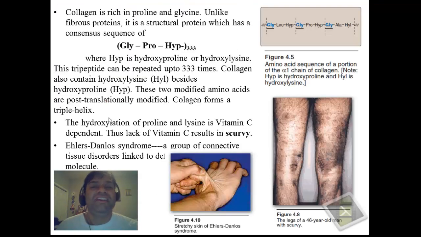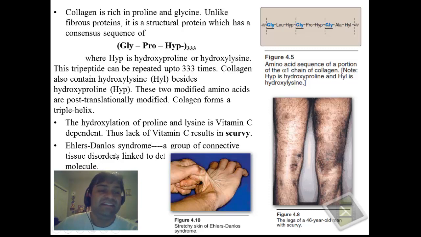Another thing about collagen is its conserved tripeptide repeat: glycine, proline, hydroxyproline. Notice that glycine is found in alpha helix. For whatever reason, glycine likes to associate with alpha helices. Proline and then hydroxyproline. You can actually get this tripeptide repeat within the alpha helix up to 333 times. And also don't forget you have that hydroxylysine, and then you have that hydroxyproline as well. Like I stated before, hydroxylation of proline and lysine, these post-translational modifications, is vitamin C dependent, and the disease resulting from the lack of intake of vitamin C is scurvy.